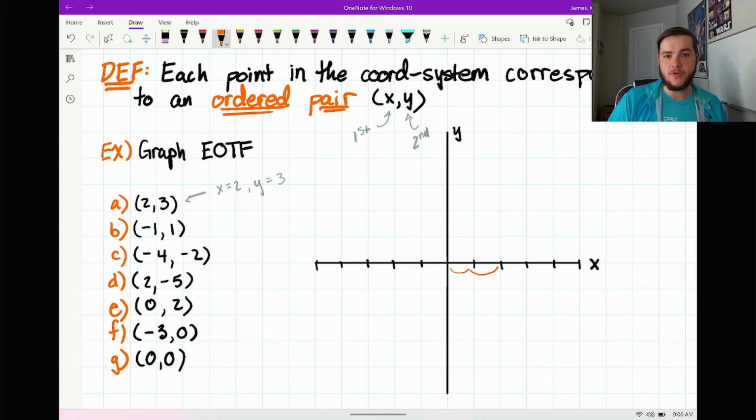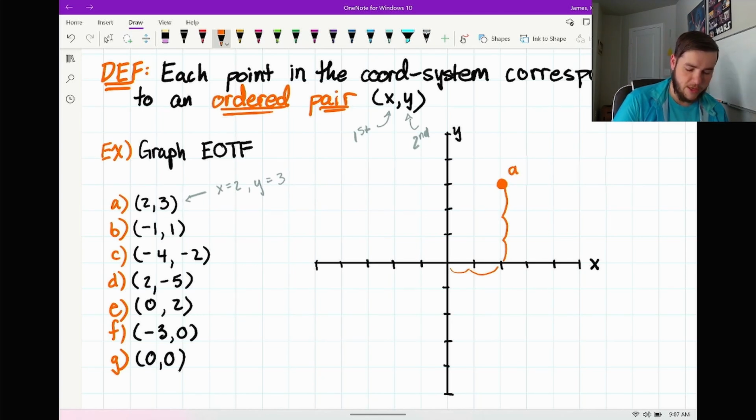Now, I need to move over to 3 on the y-axis. Now here, positive is up. Positive is up, negative is down. So in order to move to 3 on the y-axis, I need to move up 3. 1, 2, 3. And that is the point 2, 3. And I'll mark it with an A since it's part A. Now I'm going to erase these little lines because they're going to get a little cluttered here in a minute.